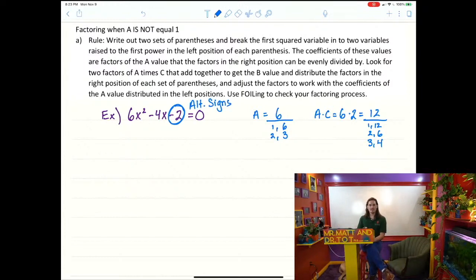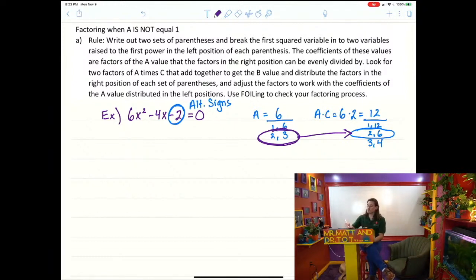So I need to add together alternate signed factors of A times C in order to get negative 4. Notice that a negative 6 and a positive 2 would produce a negative 4. And then the second step is to look at my factors of A. I have 1 and 6, 2 and 3. 2 and 3 work really well with 2 and 6 because 2 is divisible by 2 directly, 6 is divisible by 3 as well, 3 goes into 6 two times.